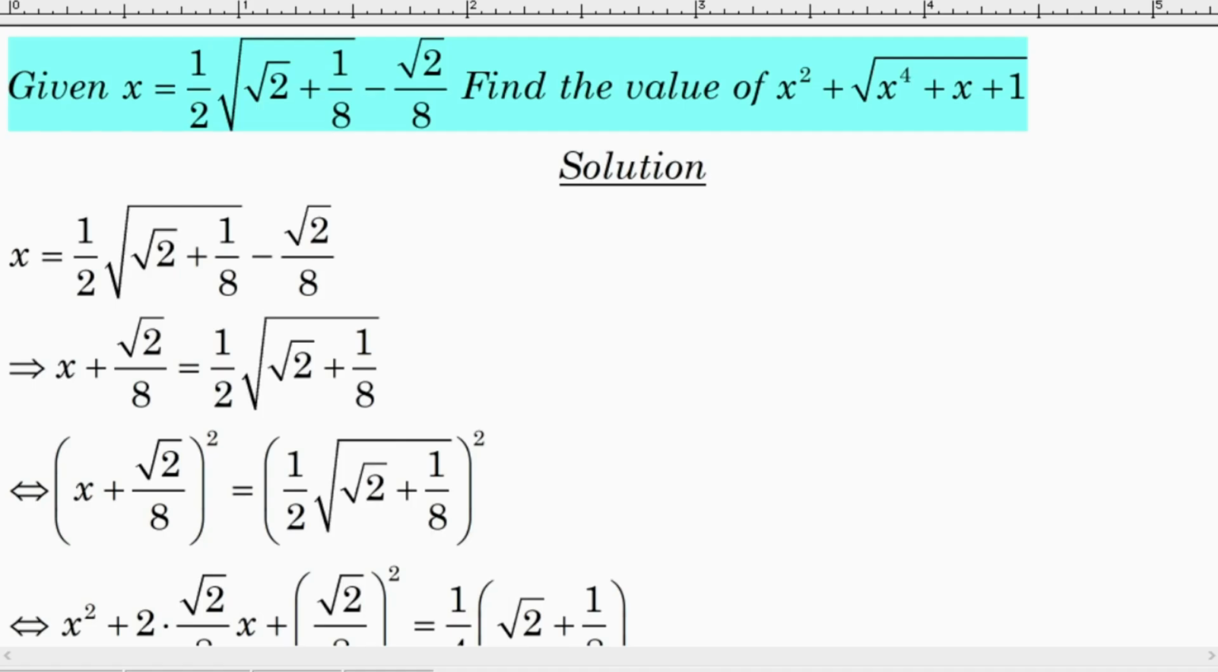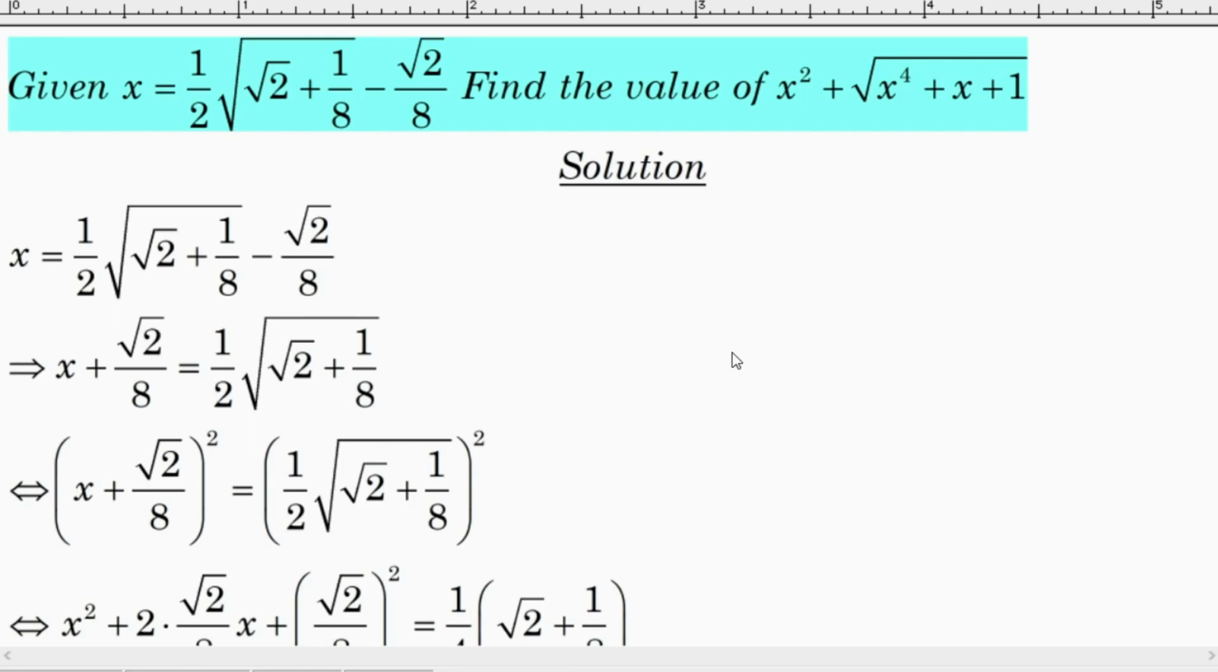In this video we are going to solve a question. What they are given here: x equal to 1/2 square root of 2 plus 1/8 minus square root of 2 divided by 8. Then find the value of x squared plus square root of x to the power 4 plus x plus 1.